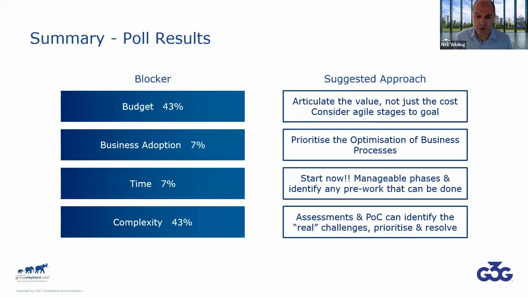Also with budget, it's possible to consider agile stages to get to the goal rather than one big-hit projects, and that might help spread the budget out as well. From a complexity point of view, really focus on the assessments that can be done, including a proof of concept or a proof of value, because I think there's a perceived complexity that maybe isn't as real as everyone worries about. So it's really important to get under the bonnet of those complexities to see where the problems and challenges are, and then work with your internal teams, with us as a partner, with other partners and other SIs, to resolve those and move forward.